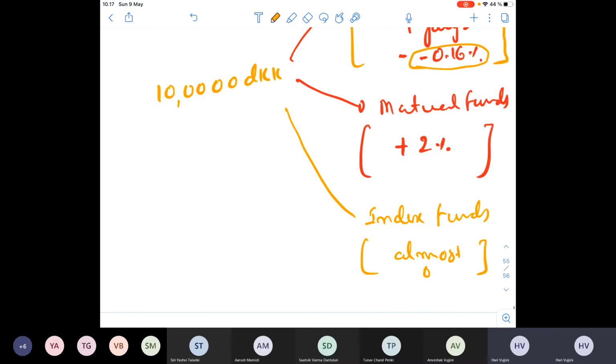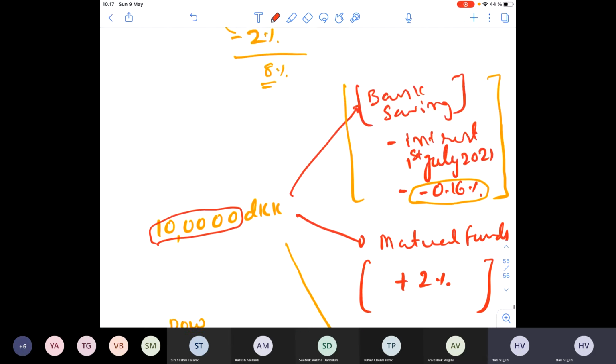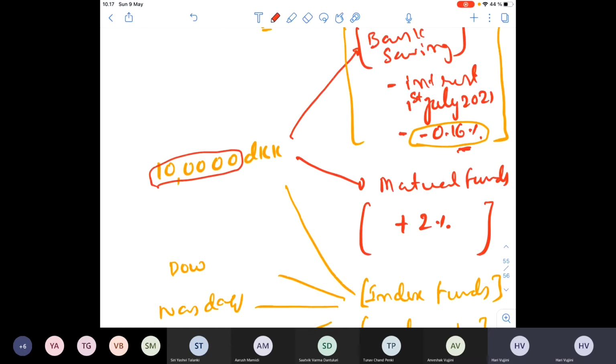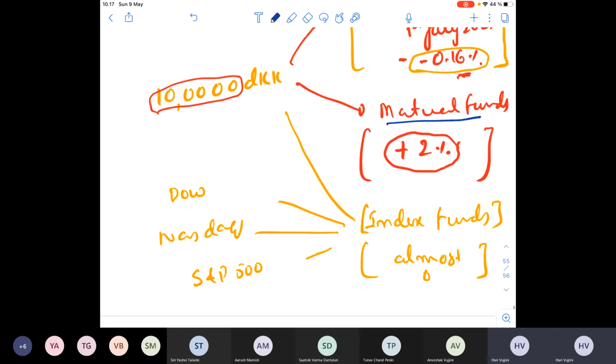There is no charge, and whatever the returns, the indices, we talked about different indices, right? Dow is one index, Nasdaq is another index fund, S&P 500 is another index fund. So basically you have options. Hey, I have 100,000 DKK. If I put it in a bank, I would lose money. If I put it in mutual funds, they are charging me 2%, no matter whether they make money for me or lose money when they invest in individual stocks. Or I put it in an index fund where I have zero charge, and I have options: either I can invest in a Dow index fund, Nasdaq, or S&P 500.